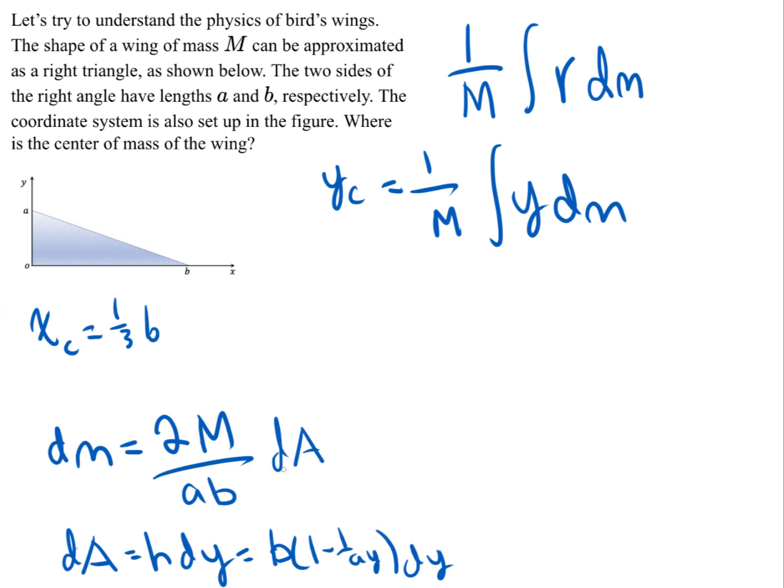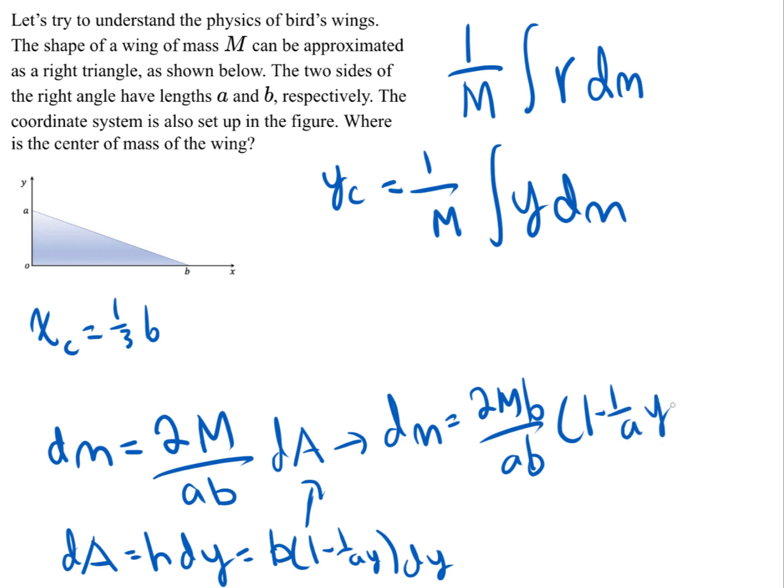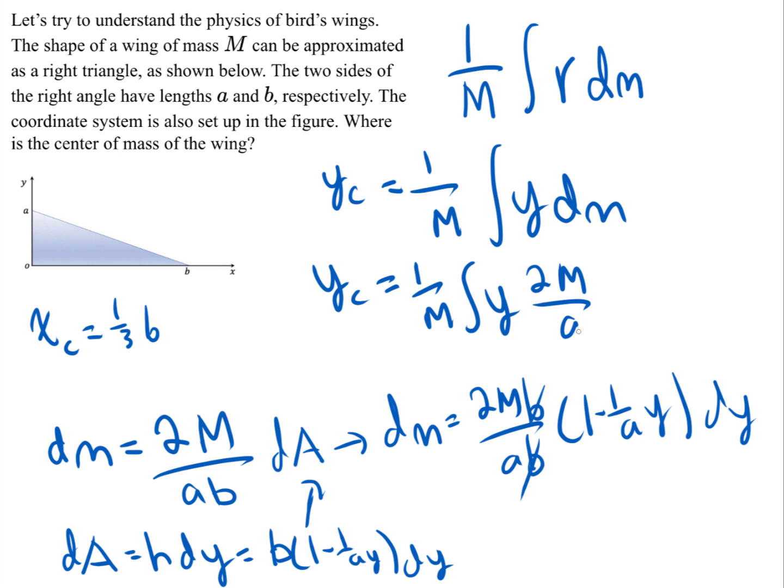And now we plug this back into here to get that dm is equal to 2m over ab times b times 1 minus 1 over a y dy, and the b's cancel here. So now we can substitute this back into our integral. So the y-coordinate for the center of mass is going to be equal to 1 over m times the integral of y, and dm is 2m over a times 1 minus 1 over a y dy.